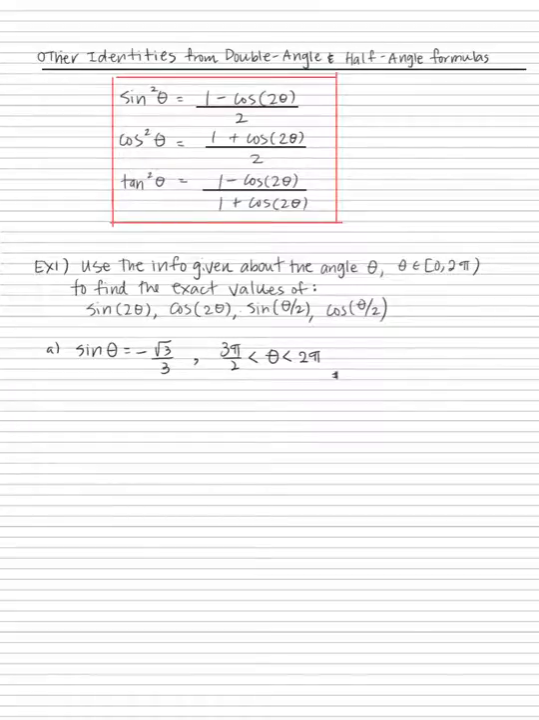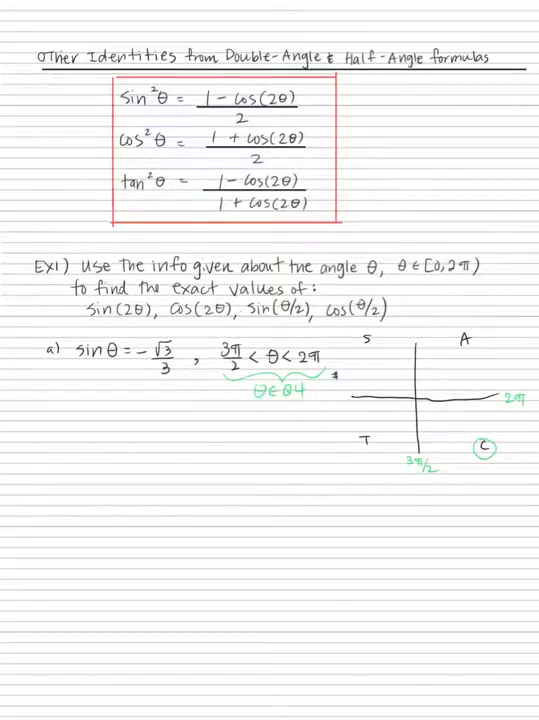Alright, so let's draw out the picture and see what's going on. All students take calc. Since theta is between 3 pi over 2 to 2 pi, where 3 pi over 2 is right here, and 2 pi will be right here, that means that our angle theta must lie in quadrant number 4. Let me just write that out.